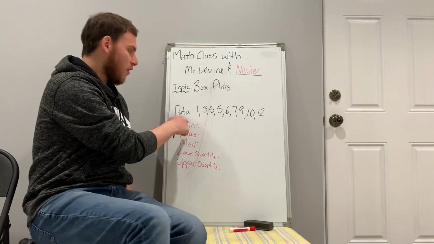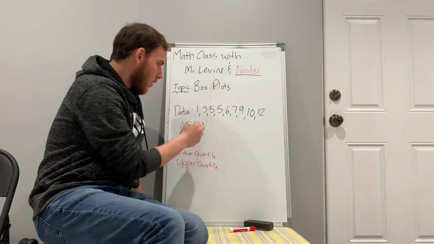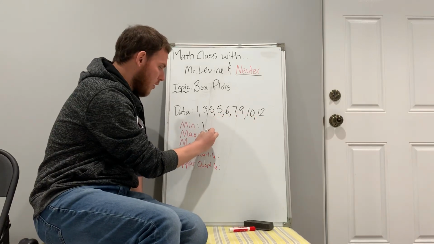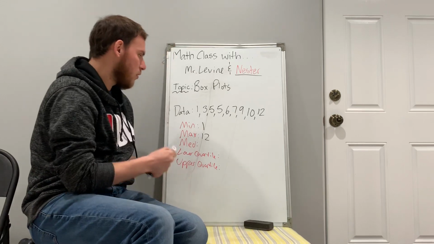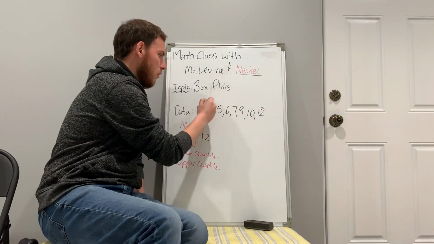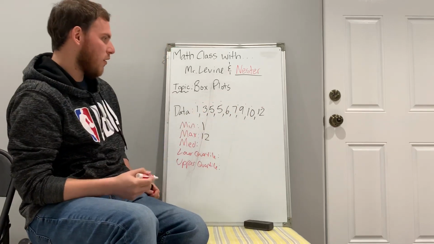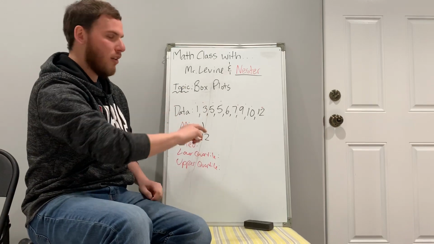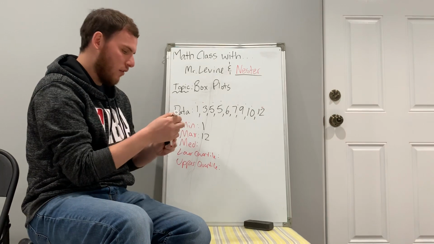The minimum, the smallest number, is 1. The maximum, the biggest number, is 12, easy. The median, which would be the number that's in the middle, which would be 6. 6 is in the middle. I put those dots on the top instead of crossing out the numbers, just so I can reuse the numbers. So the median in this case is 6.